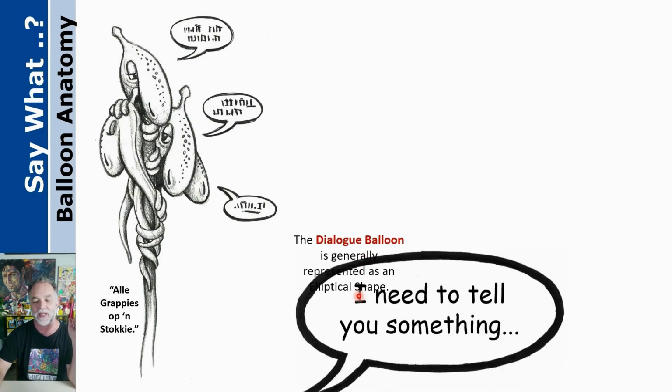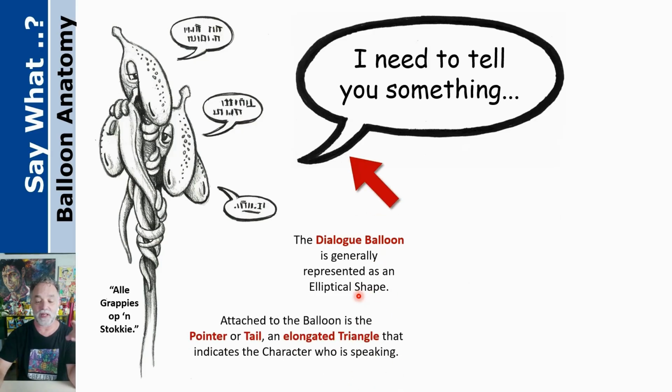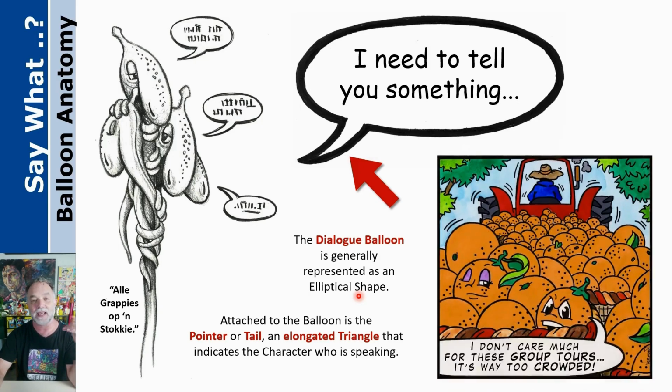Balloon anatomy. The dialogue balloon is normally represented as an elliptical shape. Attached to the balloon is the tail or pointer, an elongated triangle that indicates the character who is speaking. Now it's important that we address balloon anatomy because in my years of teaching cartooning, I have seen many a beautiful artwork being completely ruined by sloppy or rushed dialogue balloons. Is it a blob? Is it a frog? Is something attacking Amsterdam? We don't know.